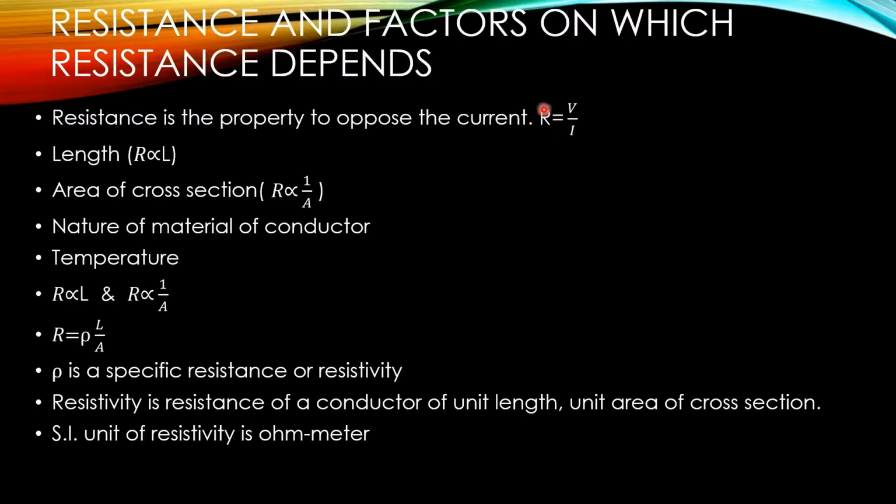Suppose it is asked, define 1 ohm resistance. So what is 1 ohm resistance? 1 ohm resistance is the amount of resistance which is required when there is 1 volt potential difference across the ends of a conductor and 1 ampere current is flowing through the conductor. In that case, the amount of resistance will be 1 ohm. Resistance depends on the length of the conductor, the area of cross section of the conductor, the nature of the conductor, and temperature.